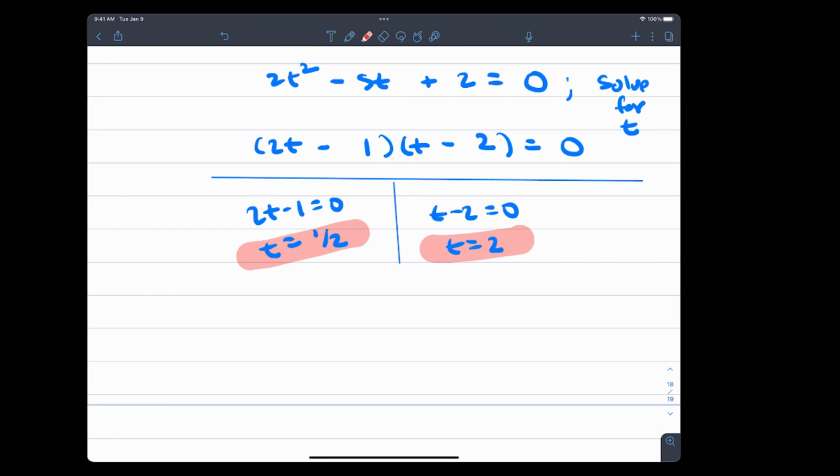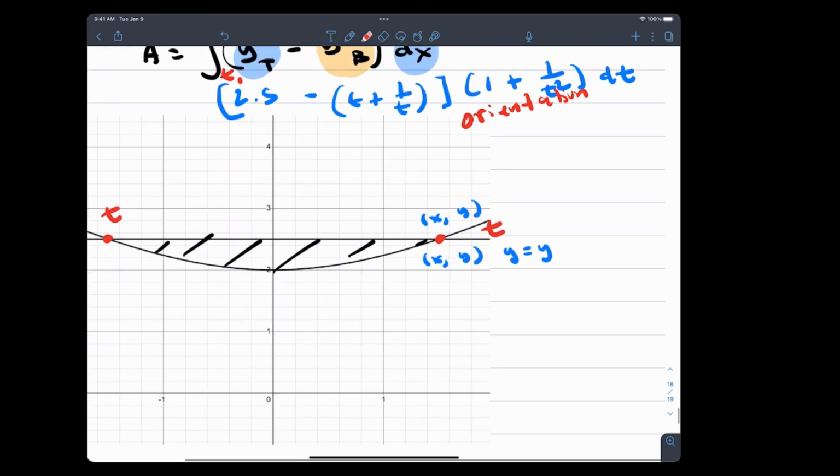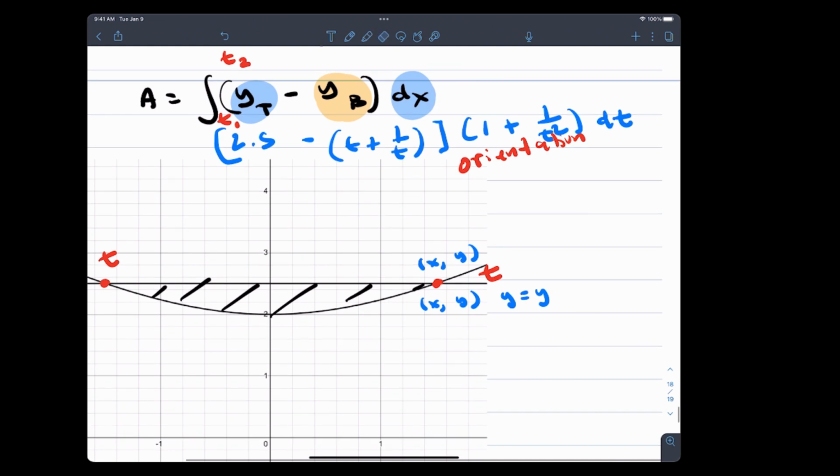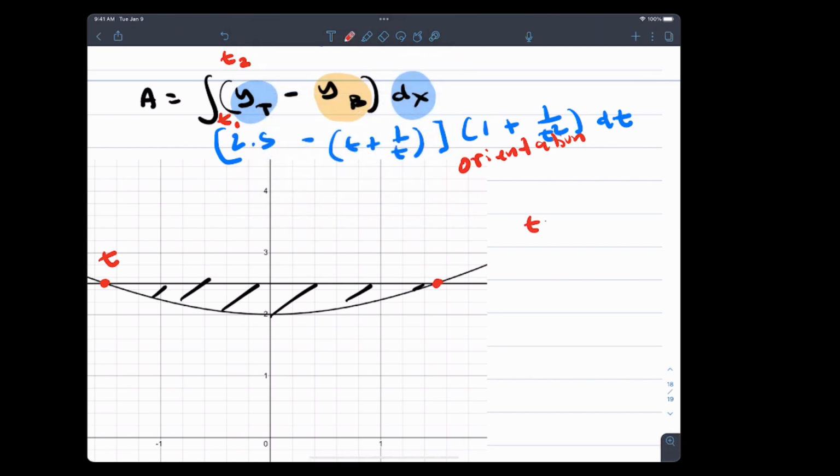Looks like you got two values of t. T is 1/2 and t is 2. So what does that mean? Let's find out here. Let's do the easier one. What happens when t is 1/2? We're saying the y values are the same when t is 1/2 and when t is 2. Has the same y values.